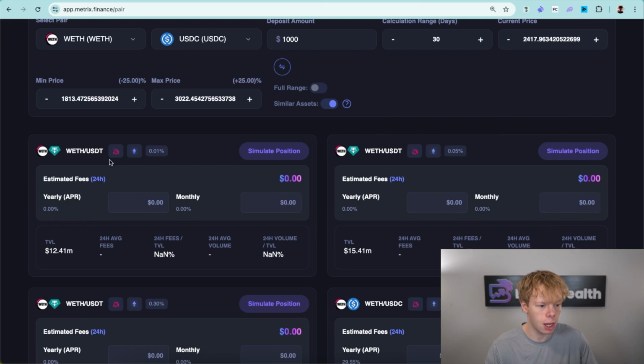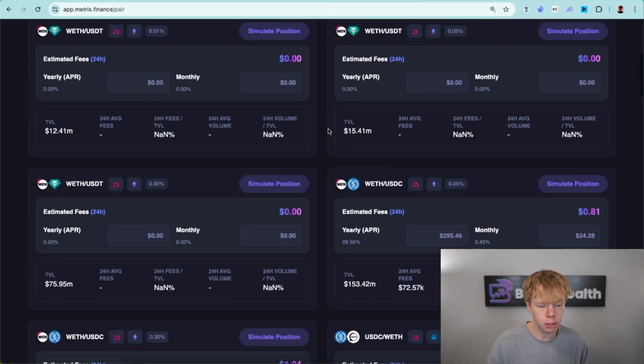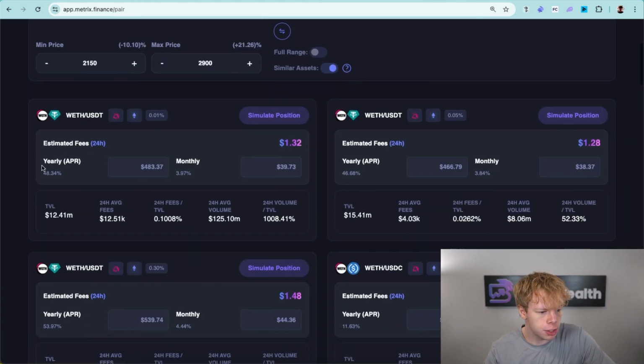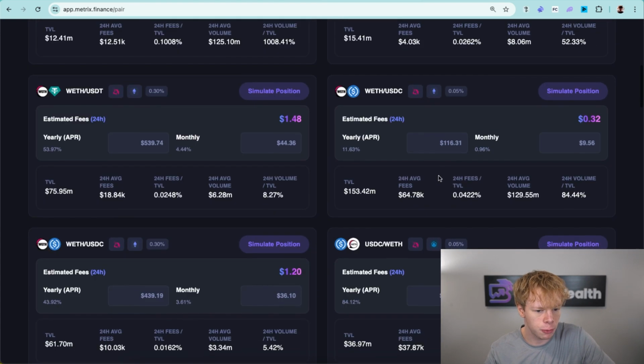And as you can see, just like that, we have Ethereum to USDT, we have Ethereum to USDC, and then once we enter in our range as well as current price, we'll be able to see some more information. And now that we've filled in our parameters, you can see that this one's doing a 48% APR, this one's doing a 46% APR. And if we keep on going down the list, the original one that we are looking at is doing about 11.5% APR.